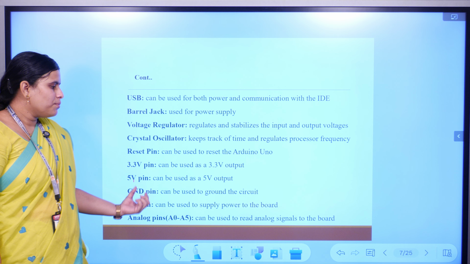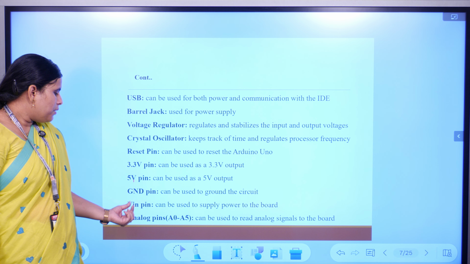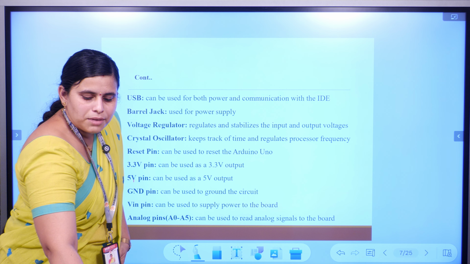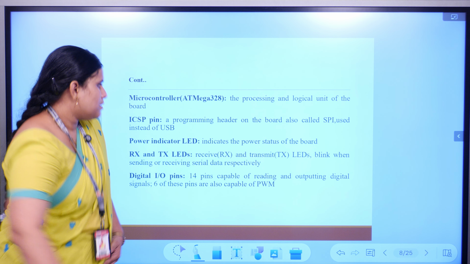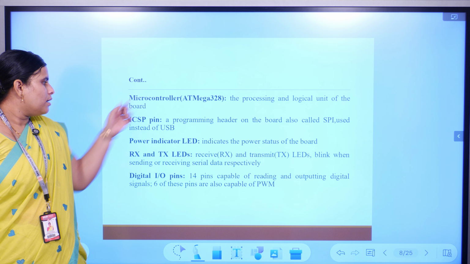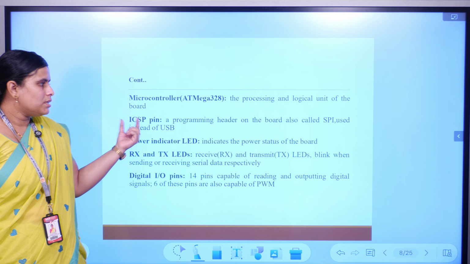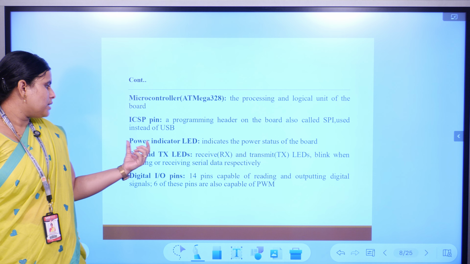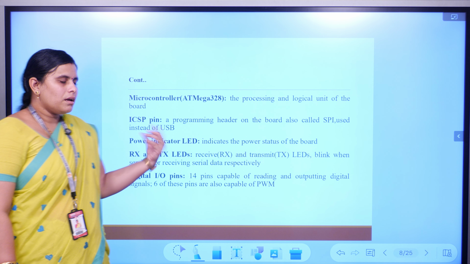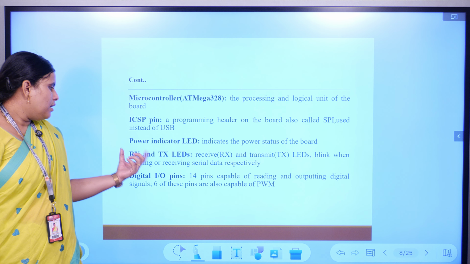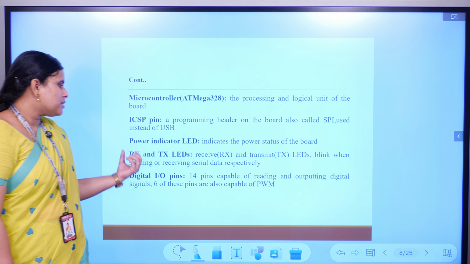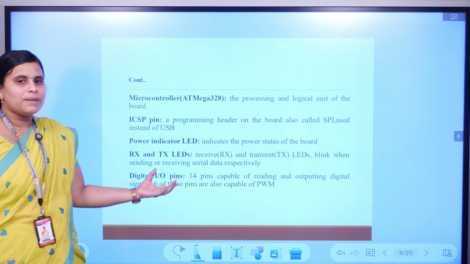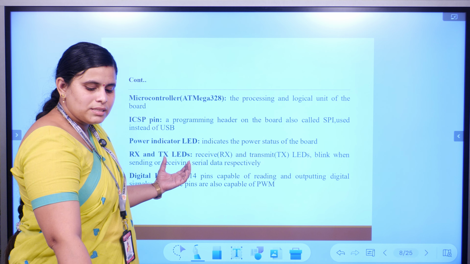And coming to the ground pins, we have ground and Vin pins, as well as 5 analog pins, which are used to read information continuously from the analog signal. And the microcontroller, as well as the ICSP pin. This ICSP pin is used instead of USB in some cases. And the power indicator LED and many others, based on the application. Here we finally have the transmitter and receiver to transmit and receive the signal, and digital input pins along with pulse width modulation pins, as we already discussed in the pin diagram.